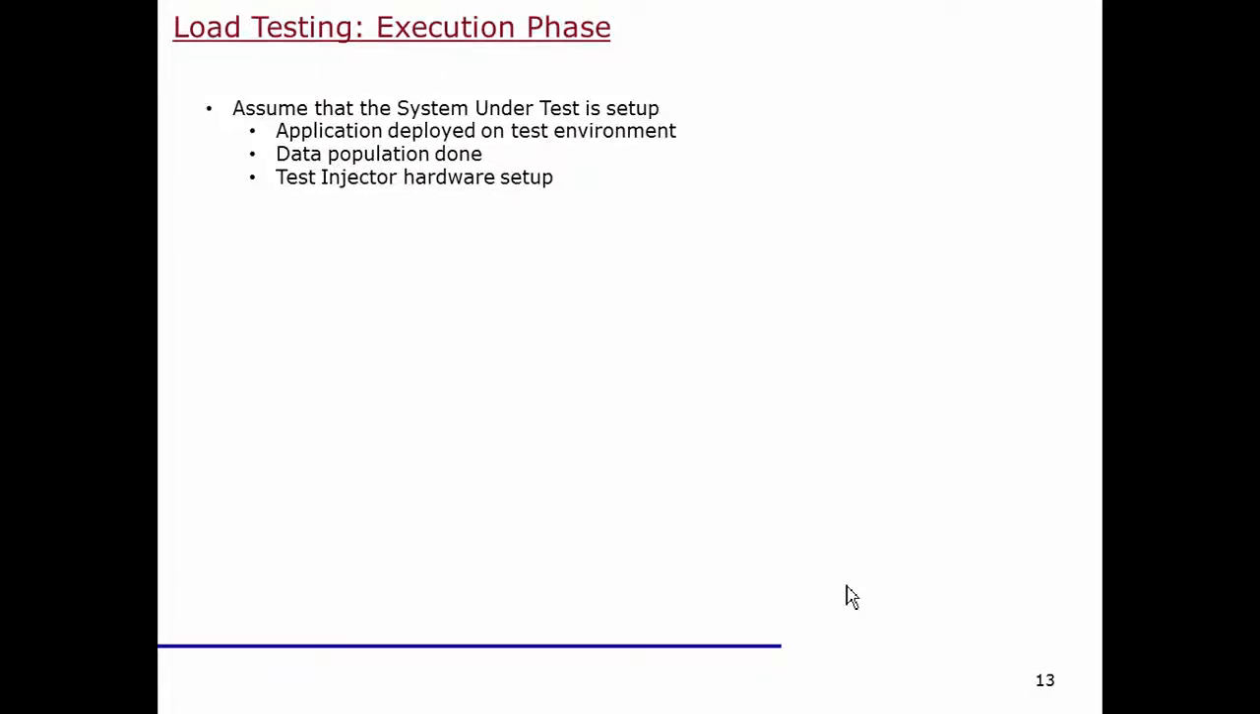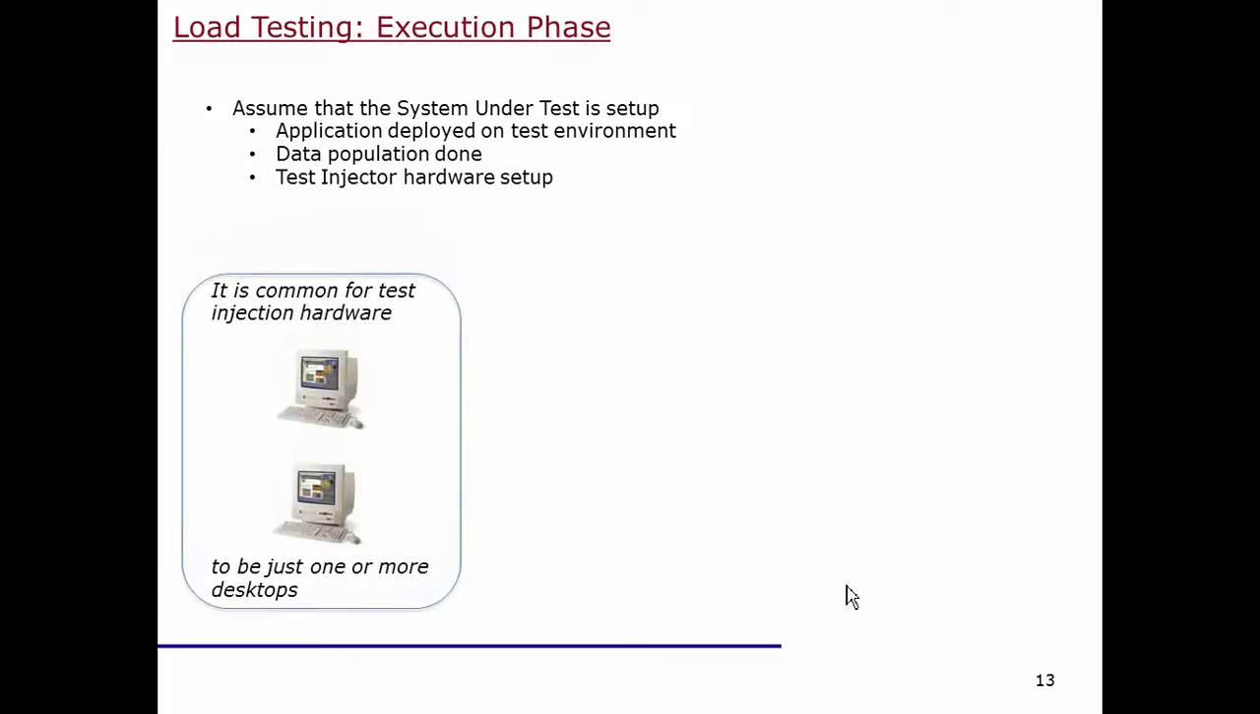Execution, we assume that the application is deployed, the data population is done, the test injector is also deployed on the requisite set of hardware boxes. Most of the times the test injector would reside on a simple set of laptops or personal computers that would suffice to even handle several thousands of users, because the footprint per user is relatively quite small. It's generally in the range of about a megabyte or so.